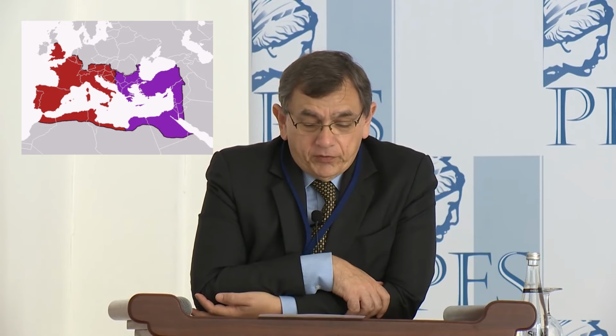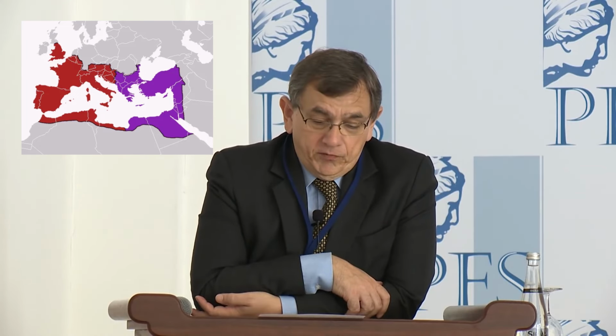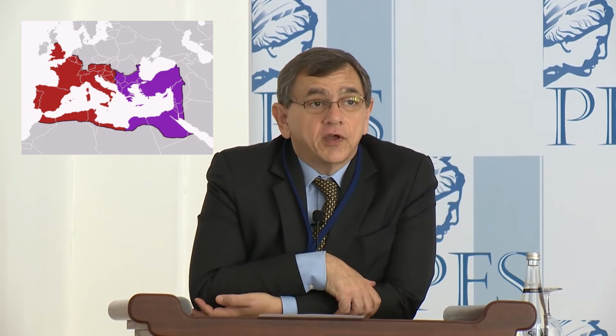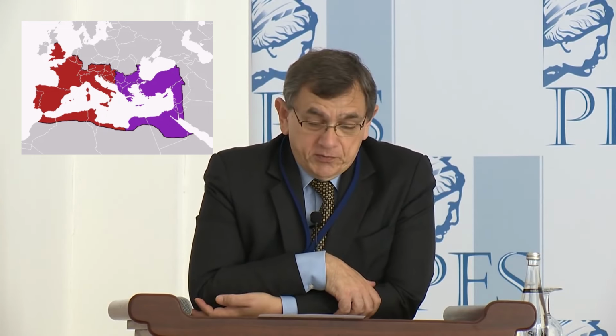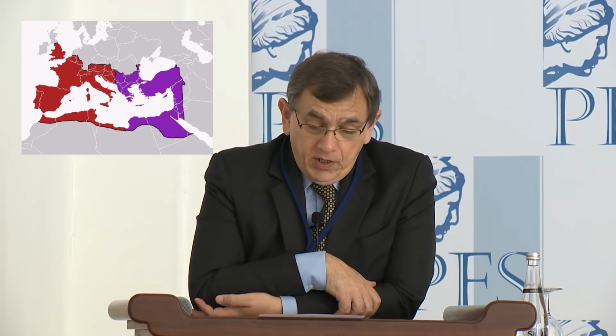The reason I start with 395 is that in that year, after a century of experiments, the final division was made of the empire into two administrative zones. You have the western half, or on my map, the red half, which is governed sometimes from Rome, sometimes from Milan, but mostly from Ravenna, by a Western emperor, and you have the eastern half, or the purple half on my map, which is governed from Constantinople.